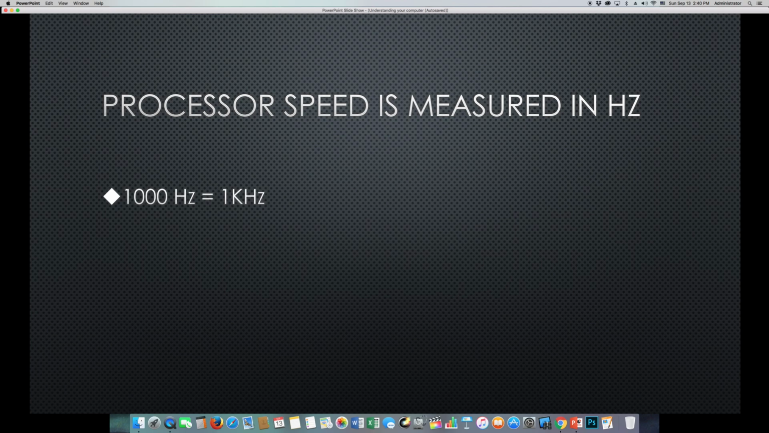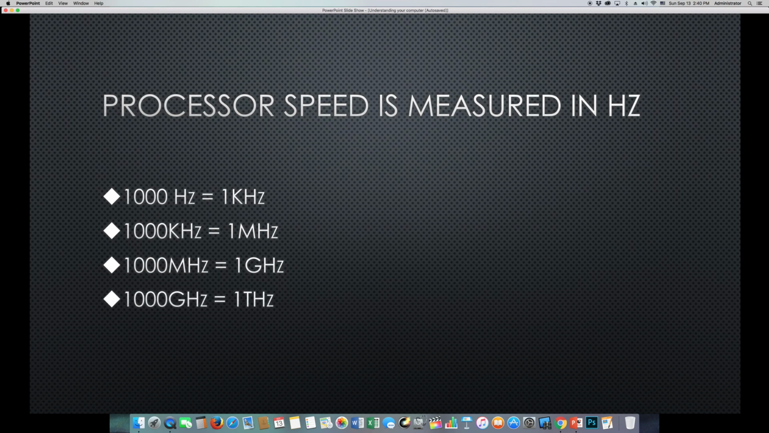Sorry about that. 1,000 hertz is going to equal 1 kilohertz. Brace yourselves. 1,000 kilohertz equals 1 megahertz. 1,000 megahertz equals 1 gigahertz. Still seems kind of loud, but that's 1,000 gigahertz equals 1 terahertz.